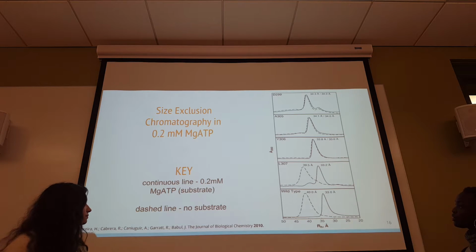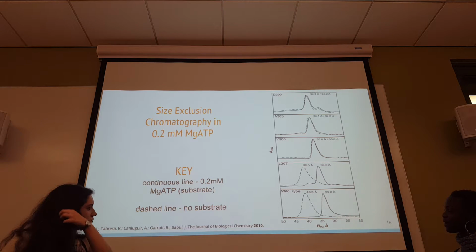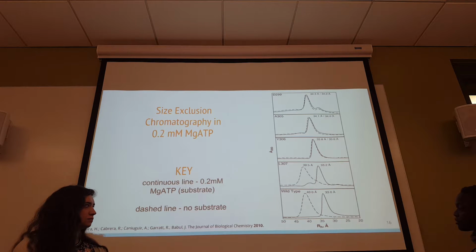Here we have size exclusion chromatography that was performed in a rather low concentration of one of our substrates, the ATP. The dashed line represents no substrate, and the continuous line represents the low concentration of ATP. You can see here the wild type enzyme: when there's no substrate, compared to when there is substrate present, there's a significant change in the RH value. The only mutant that exhibited a similar change in the RH value was the L307, which only had a total of 2 amino acids removed from its sequence.